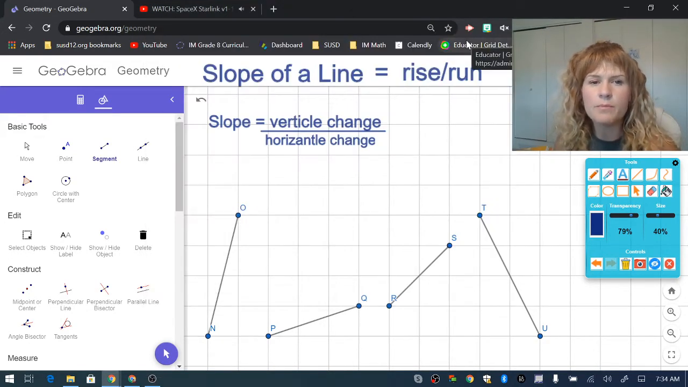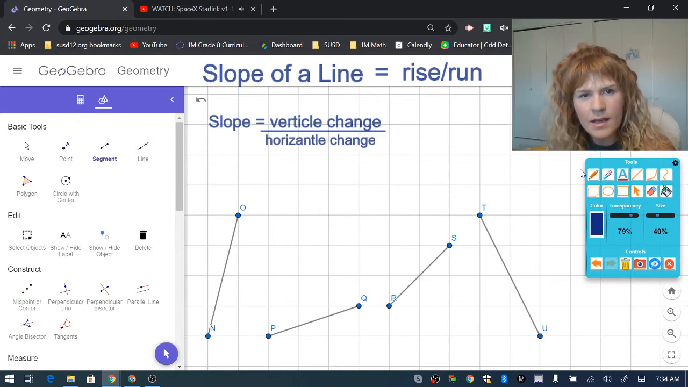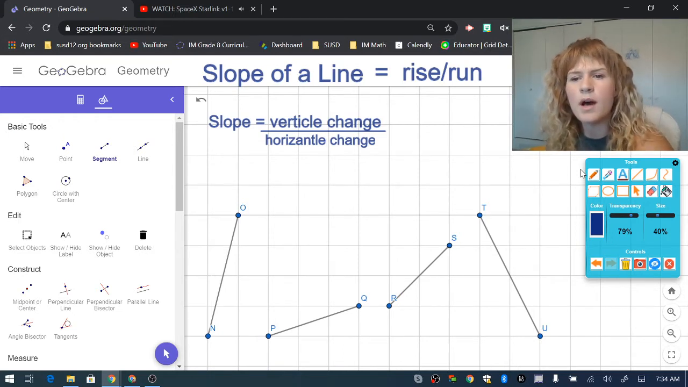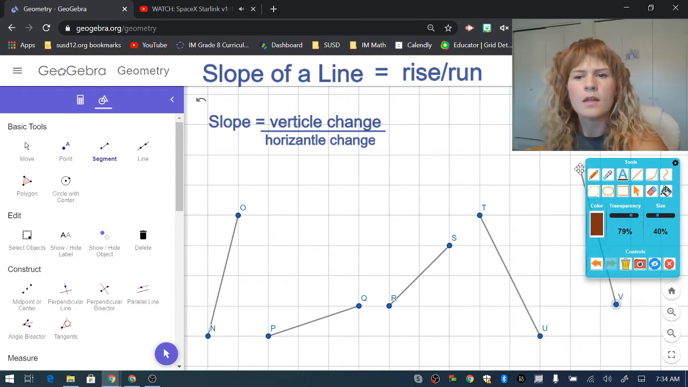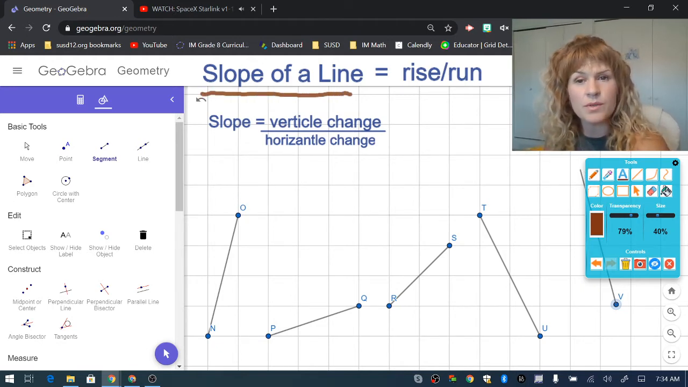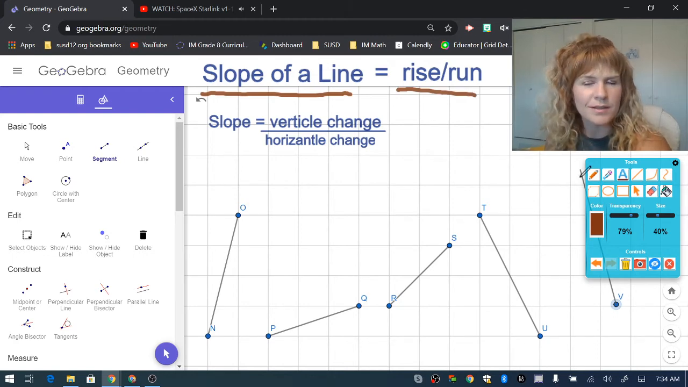We have a very important topic to learn today. It is slope of a line. So I've made this slide here to try to introduce it. There we go. Slope of a line, and that equals rise over run. But that might not mean much to you so far.